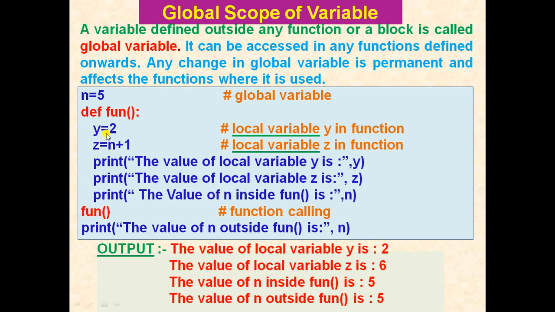Then the value of n inside the function is 5, and it can also be accessed outside the function. There also it is 5. This shows that a global variable can be used in any part of your program, and its value can affect each and every part of a program wherever it is used.